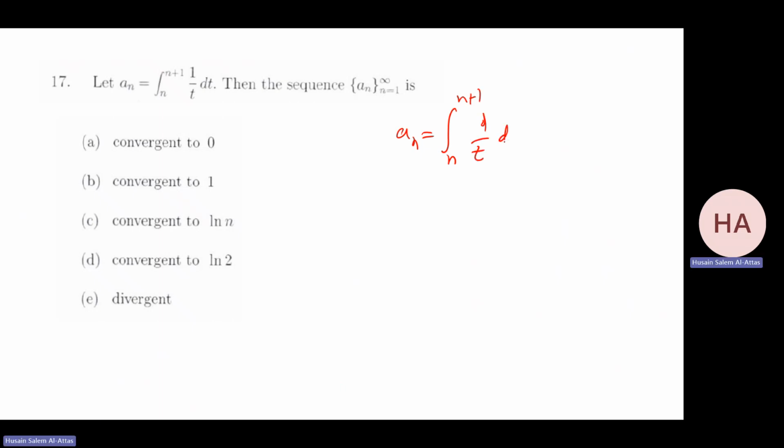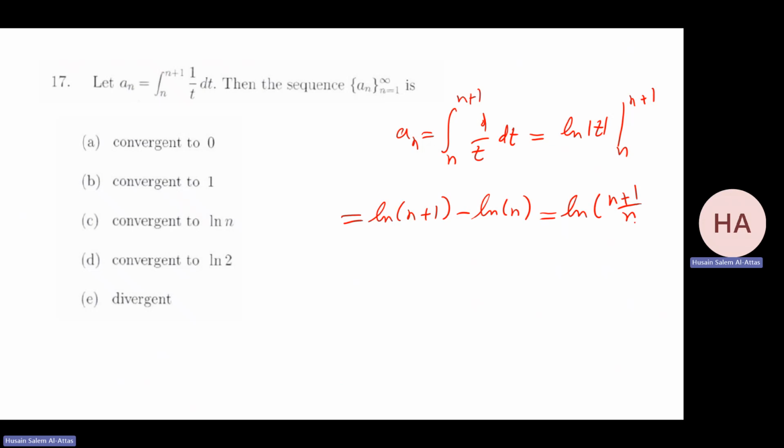I know how to find the integral. That will be ln of t from n to n plus 1. So I have ln(n+1) minus ln n, which is ln((n+1)/n). All are positive, so no need to worry about the absolute value. So what is the limit now of a_n as n goes to infinity?